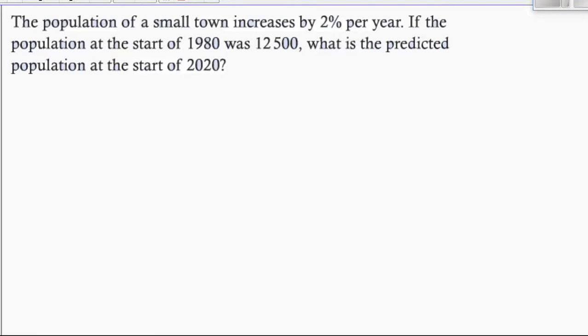Here is another example involving population. The population of a small town increases by 2% per year. If the population at the start of 1980 was that, what is the predicted population at the start of 2020?